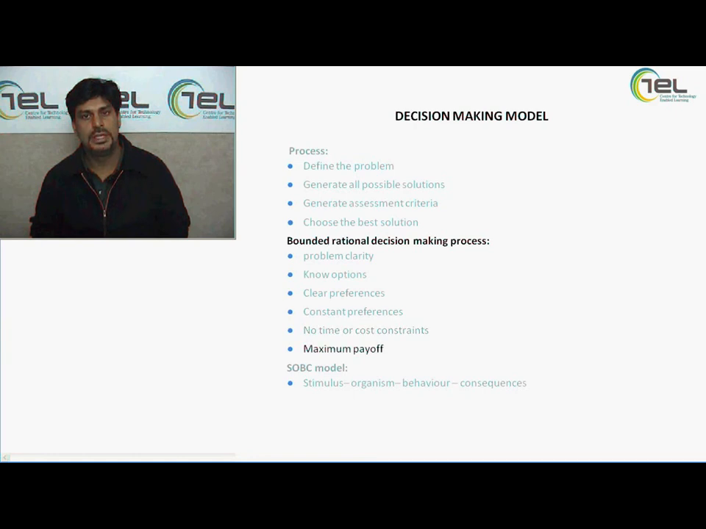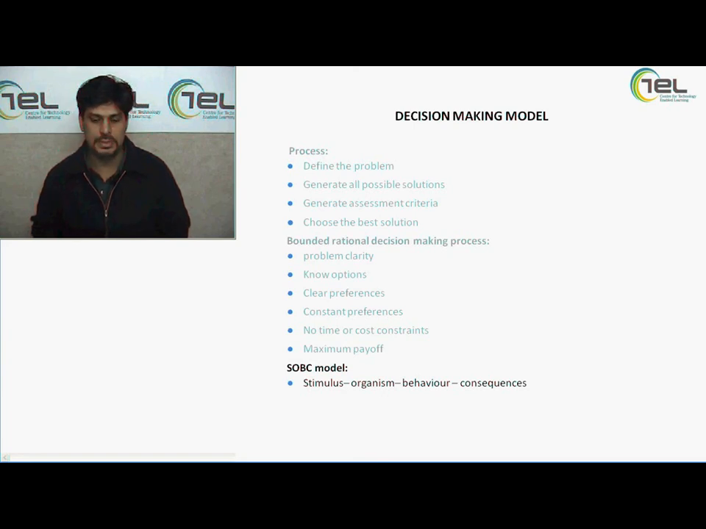We are going to move on to the next model, which is called the SOBC model. Now this is a very interesting model. We have already seen what the SOB aspect is, which means a stimulus given to an organism gives out a behavior. Whenever a stimulus is given to an organism, he or she tends to give out a behavior. But in the SOBC model, we add one more thing, where we say the behavior has consequences. Whatever behavior is exhibited by an individual bears consequences.